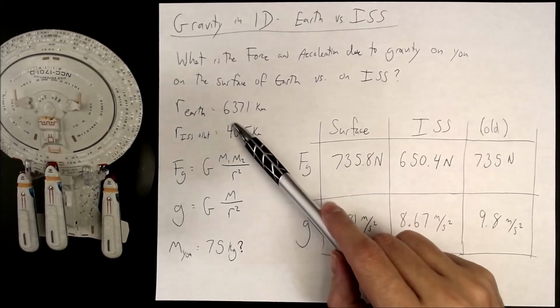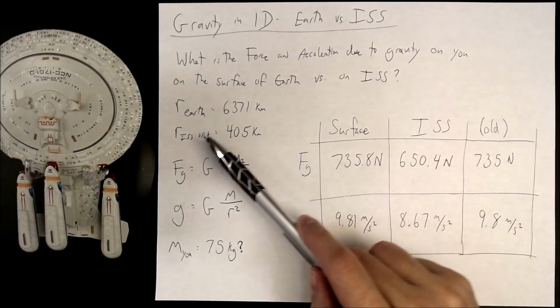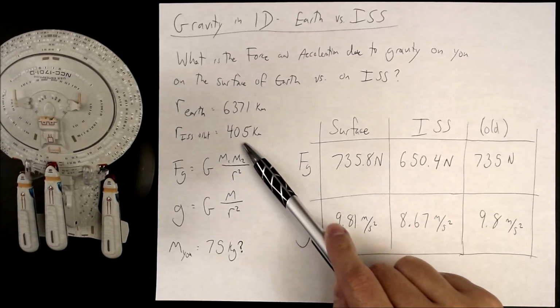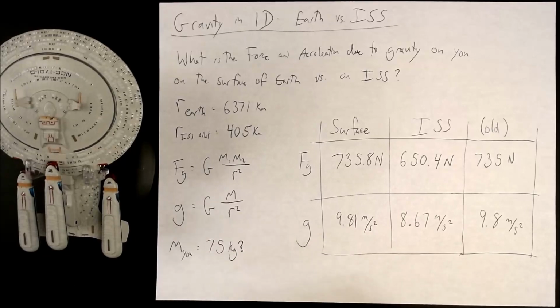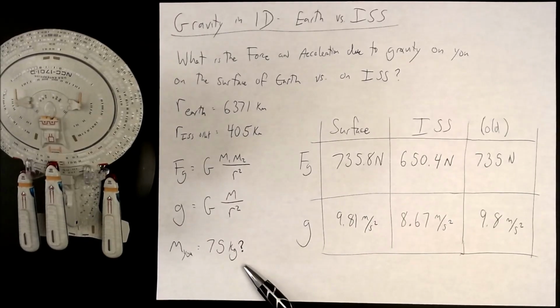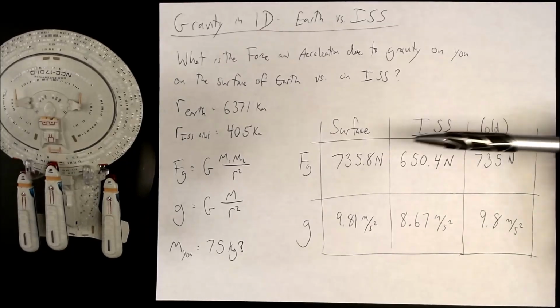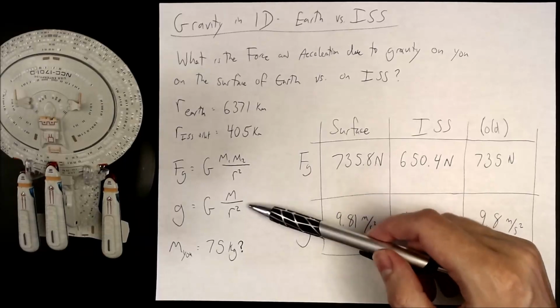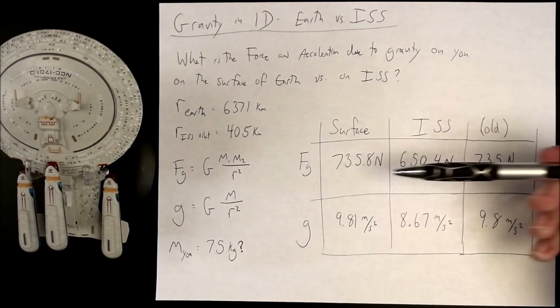The radius of the Earth is 6,371 kilometers. The distance of the ISS's orbit is 405 kilometers. Here are the equations. Let's just estimate your mass to be 75 kilograms, and let's calculate it out. Well, you don't want to watch me just calculate these things, so I already did it.